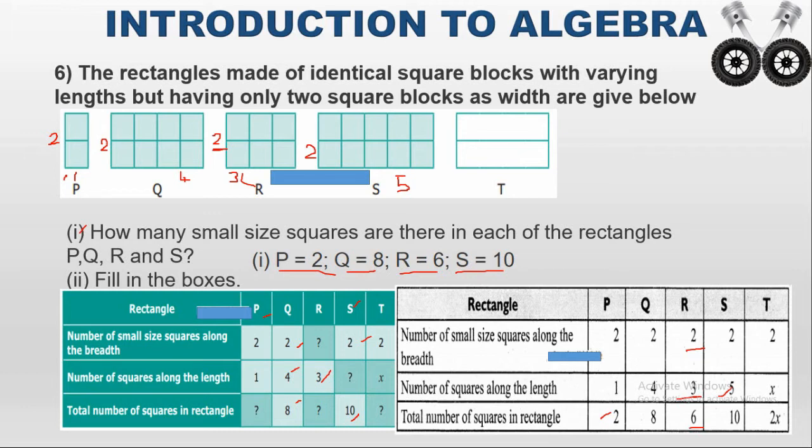Next one is the rectangular box T. It contains the number of squares along the breadth as 2 and the number of squares along the length is given as x. They ask you to find the number of squares in the rectangle. That means you have to multiply length into breadth. So that is 2 into x, that is 2x.